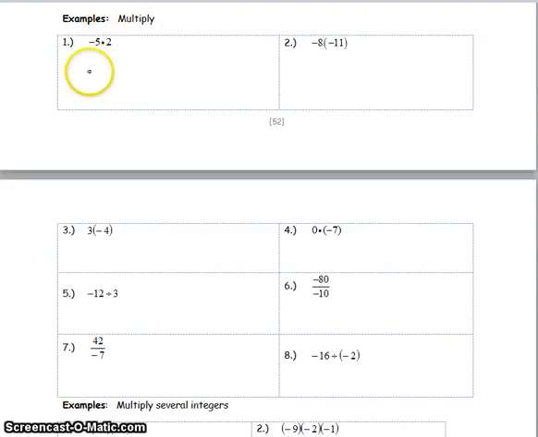Now let's try these examples. We want to multiply. We have a negative times a positive, so we automatically know that our final answer is going to be negative. 5 times 2 is 10, so our answer here is negative 10. Now look at number 2. Based upon the definition that we had earlier, this is a negative times a negative, so we know this is going to result in a positive answer. So we have negative 8 times negative 11, which should give us a positive 88.